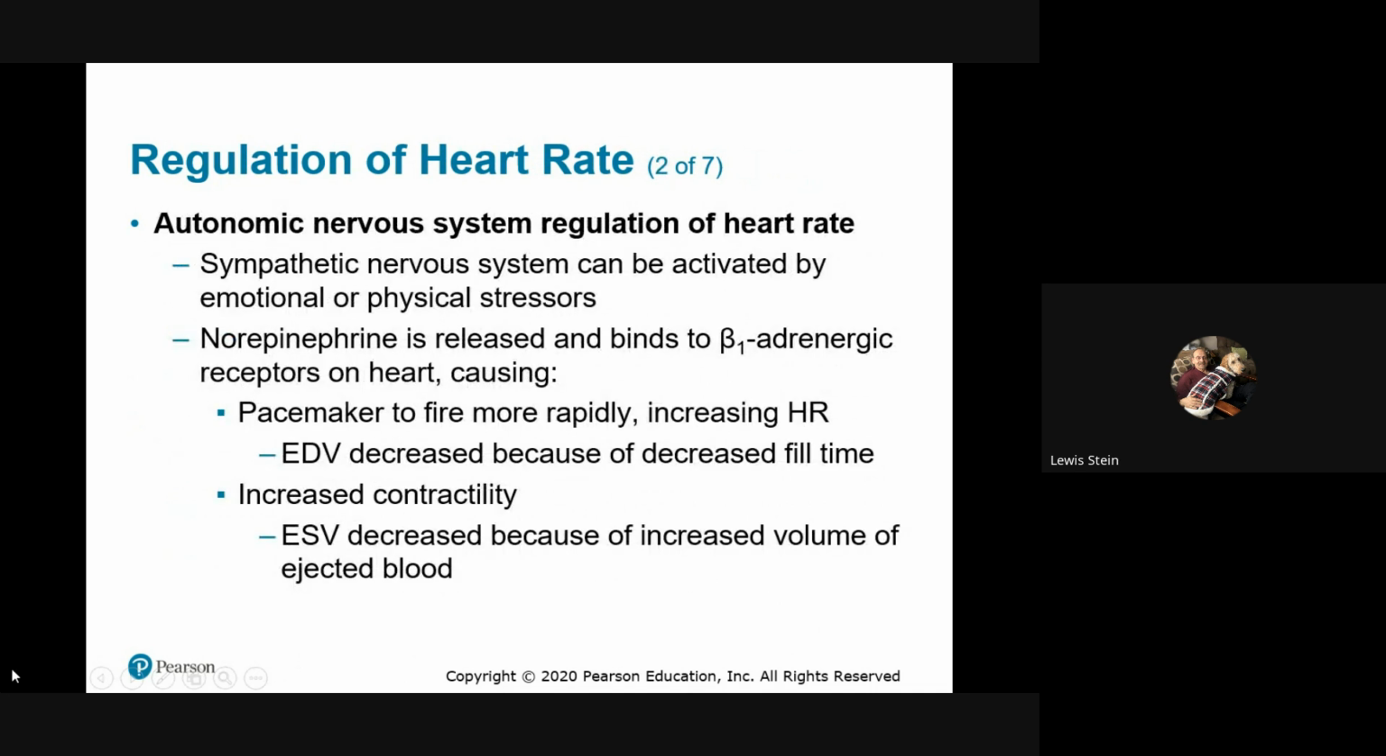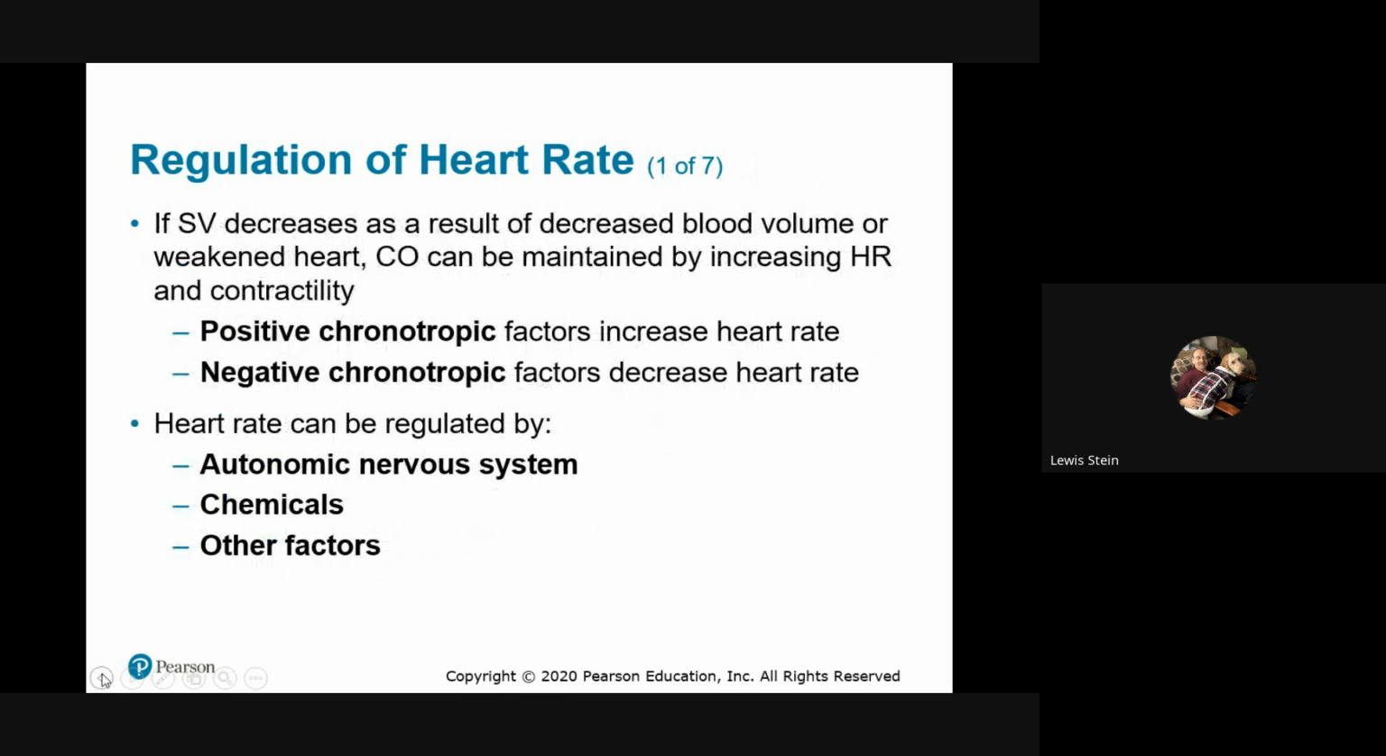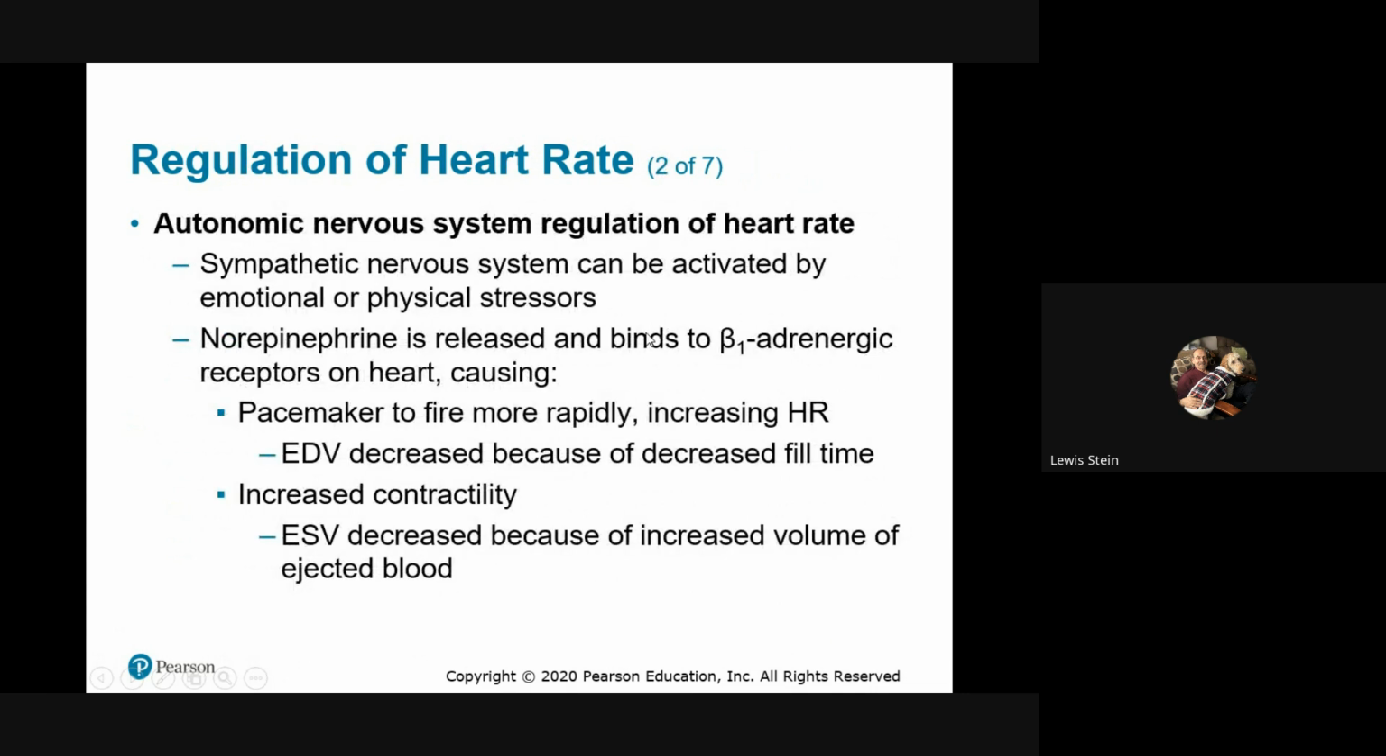Voila. So what are the things? When it comes to heart rate, we call it chronotropic, because chronos is for time. Factors that increase and decrease it are mostly the autonomic nervous system. There are certain chemicals and certainly other factors. The sympathetic nervous system, that's fight or flight. We talked about that at length in AP1. Pacemaker fires more rapidly, increases the heart rate.